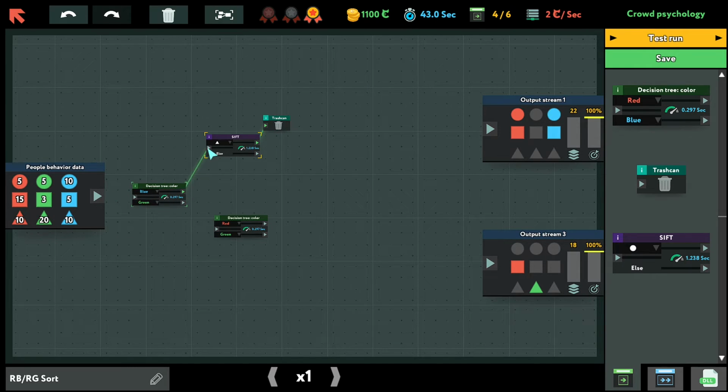So we're going to have red and blue. So we're going to sort out triangles. So then that part's done, because that means red and blue will come out of here. Triangles will go in the trash can. Red and blue circles and squares will go to here.